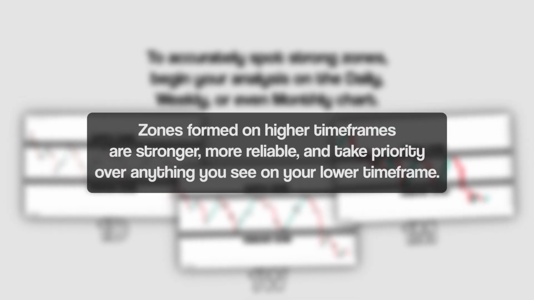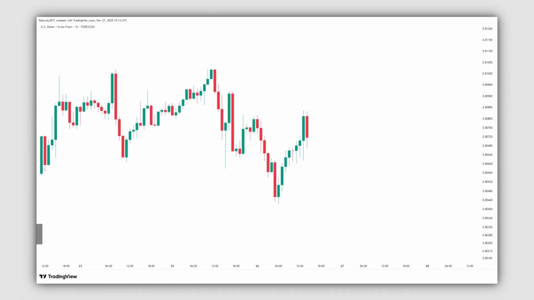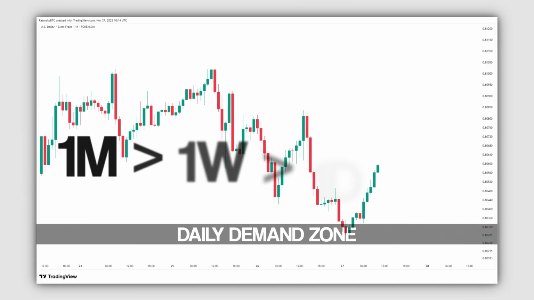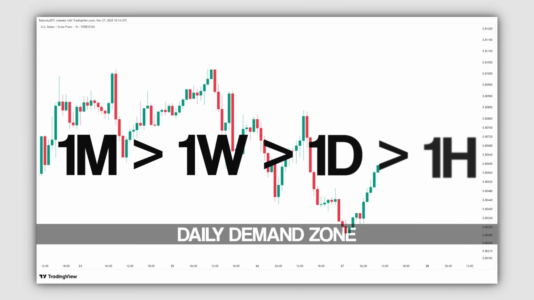Zones formed on higher time frames are stronger, more reliable, and take priority over anything you see on your lower time frame. If you trade on the 1-hour chart, you simply won't see the major daily or weekly zones that control the bigger trend. Your actions on a lower time frame should always follow the direction of the stronger zones from the higher time frame.